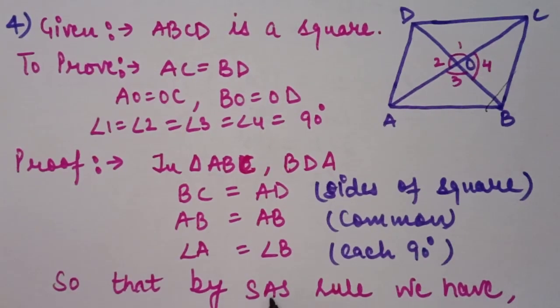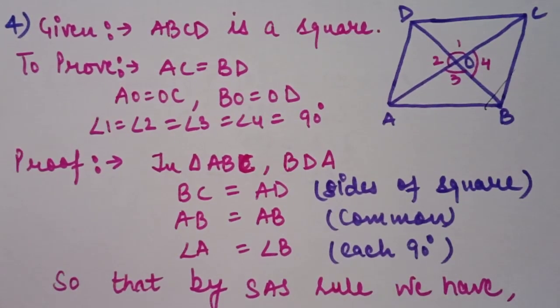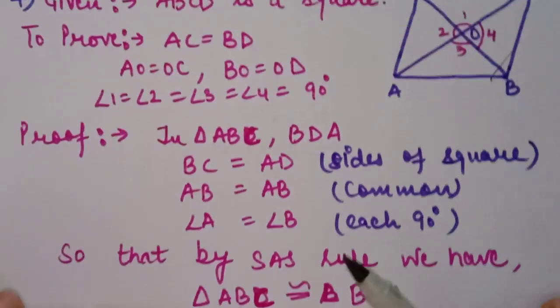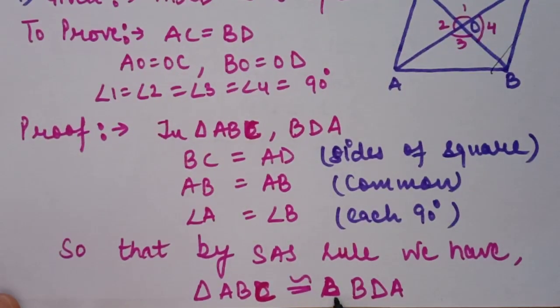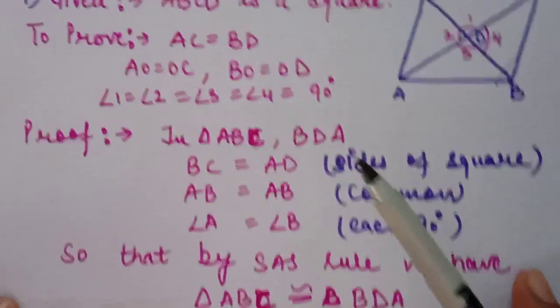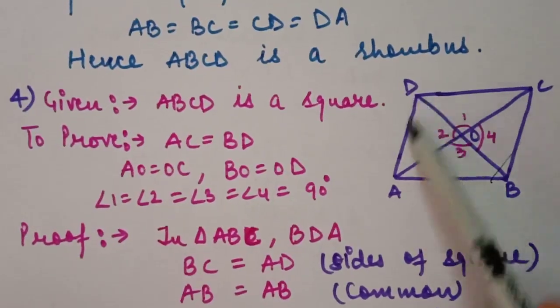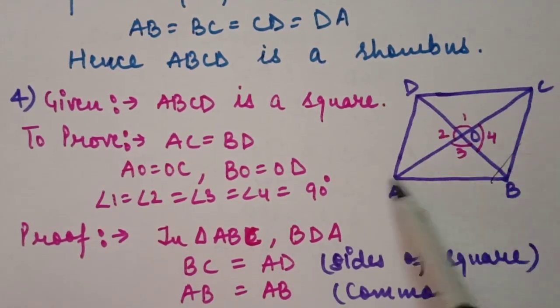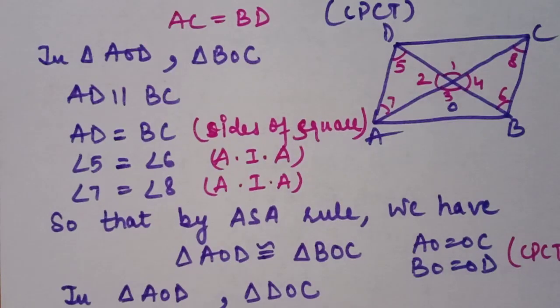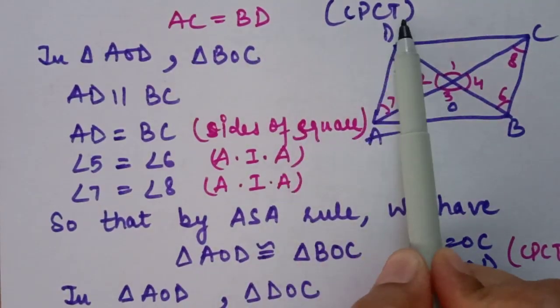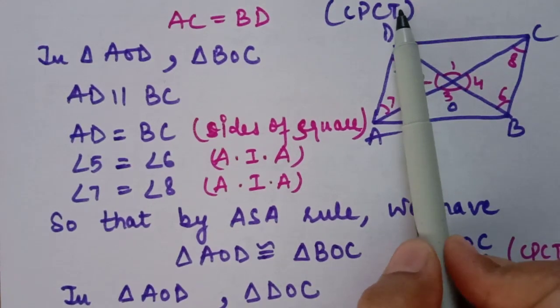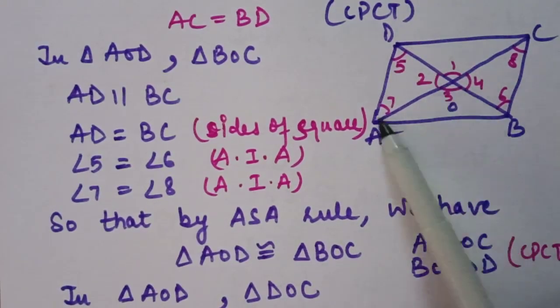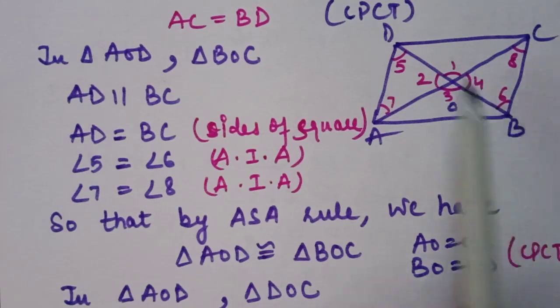So by SAS rule we have triangle ABC congruent to triangle BDA. They both are congruent to each other. If this triangle and this triangle are congruent to each other, then definitely diagonal AC and BD are equal to each other by CPCT. Now, second part we have to prove that they bisect each other. It means AO is equal to OC and BO is equal to OD.